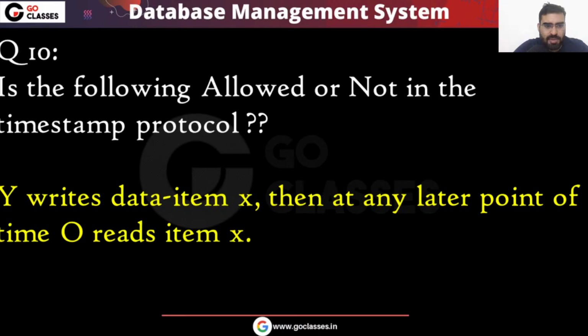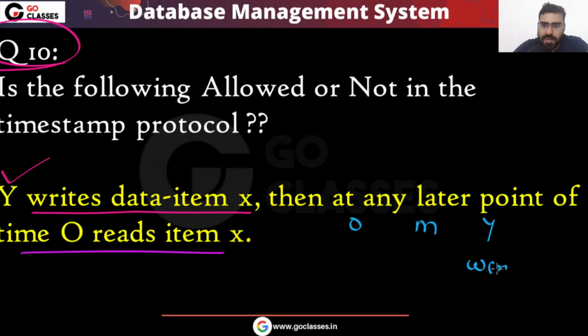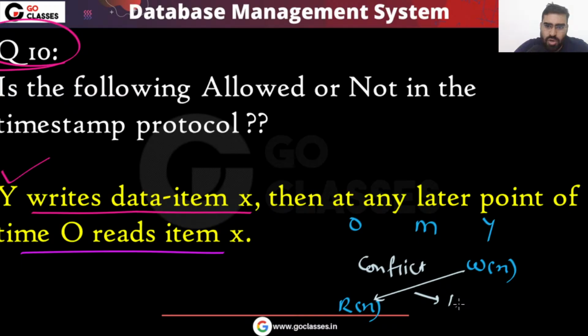What about this question? Tell me quickly the answer. Question number 10. Transaction Y is writing data item X. And then this O is reading. See, this is also a conflict, right? This is your O, M, Y. So this is writing item X. And after some point of time, this is reading item X. You can easily see this is a conflict. Read, comma, write, write, comma, read. So this is a conflict and this is not allowed. This conflict order is not allowed. Okay, so this is definitely not allowed.